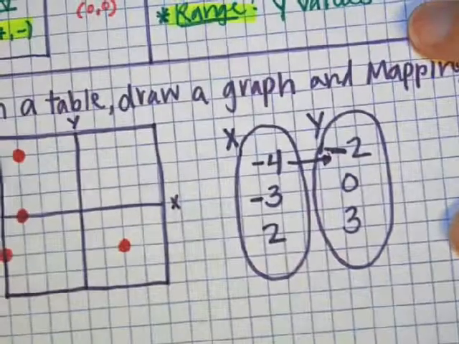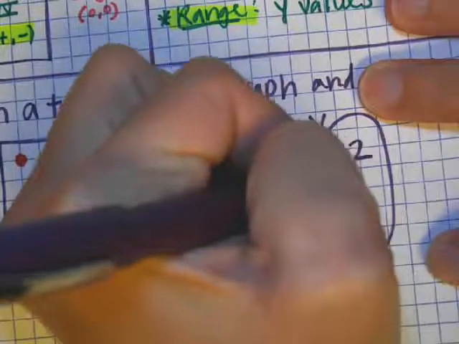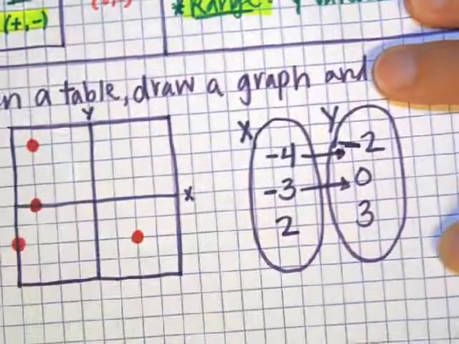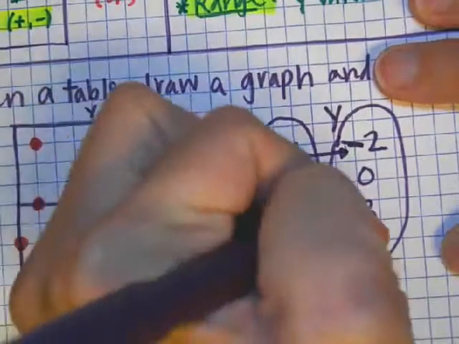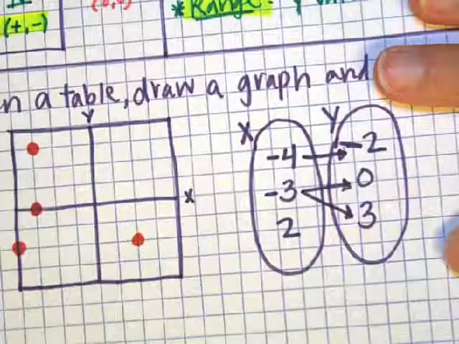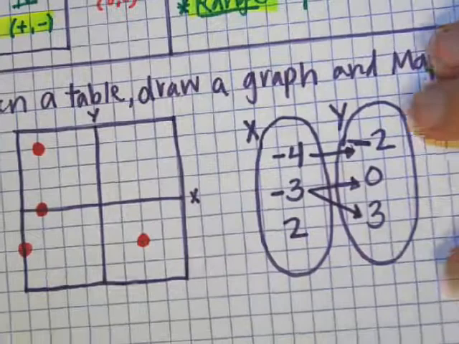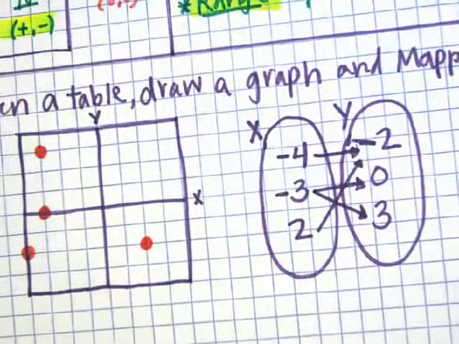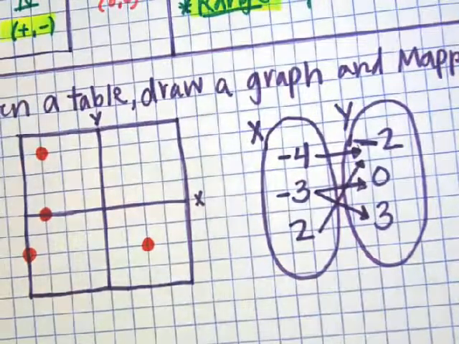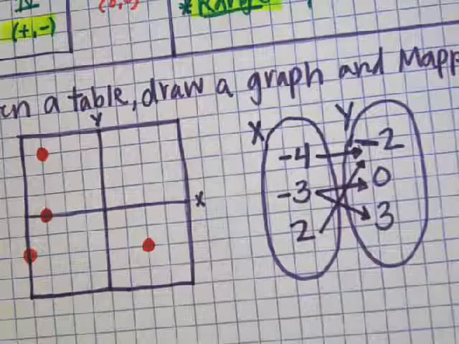My next number in the table is -3 and 0. So -3 is going to go to 0. And then the next ordered pair is -3 and +3. So I'm also going to draw an arrow from -3 to +3. And then the last ordered pair is 2, -2. So an arrow from 2 to -2. Okay, questions? We good? Okay, good.